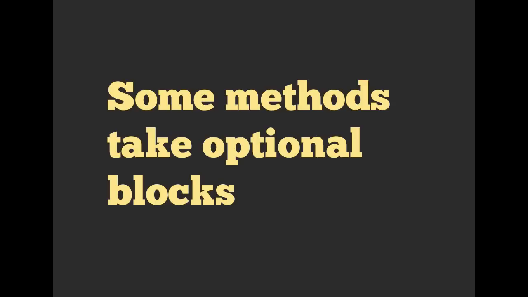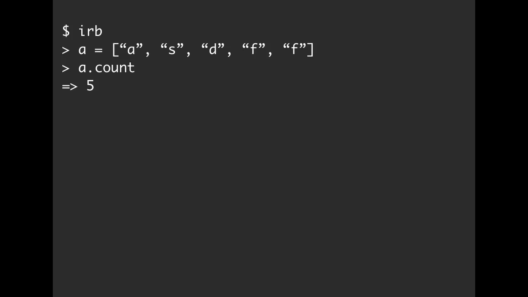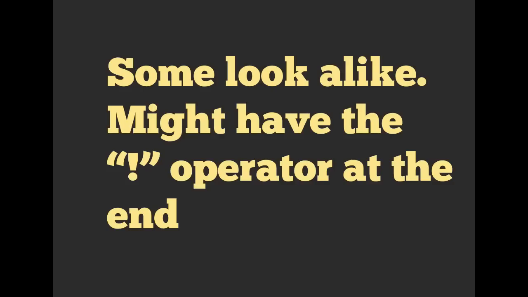Some methods take optional blocks. So we can count things in our array. If we count all of these, we get five elements, and let's say maybe we only want to count things that are equal to F. So if we pass in a block of each element, we're checking to see if it equals F, then, hey, we get back two. That's an example of one way that we can see how many times a certain type of element is inside of an array. The important thing to remember is these are different ways of calling the same method, and those should all be outlined in the documentation.